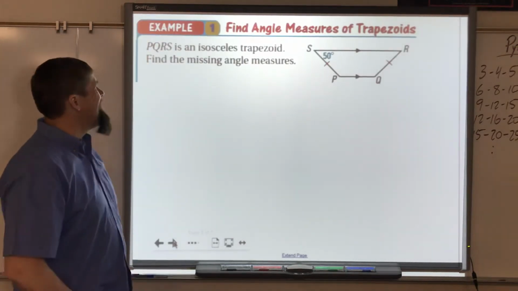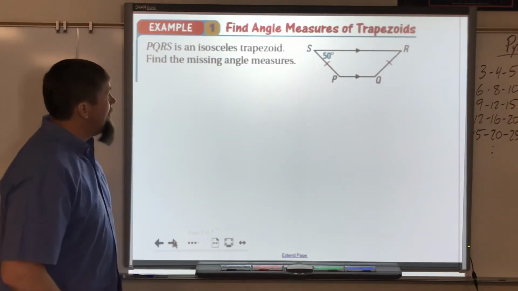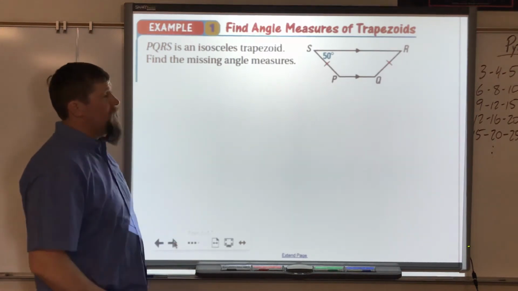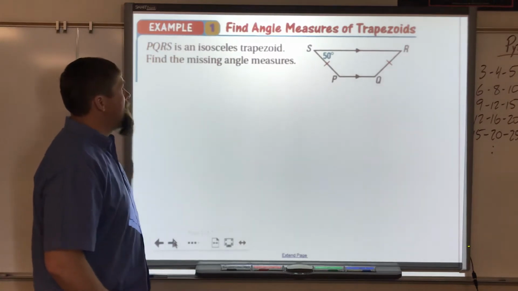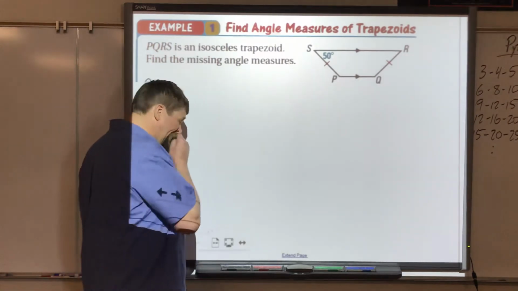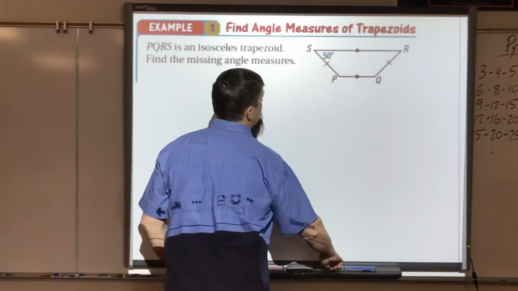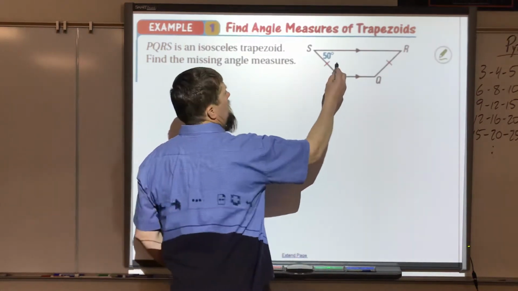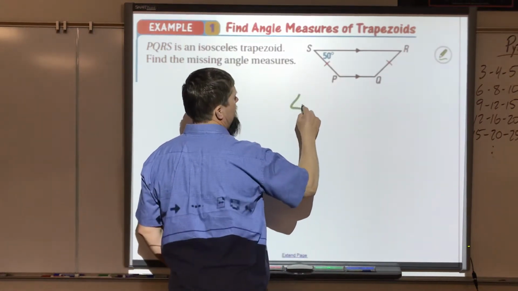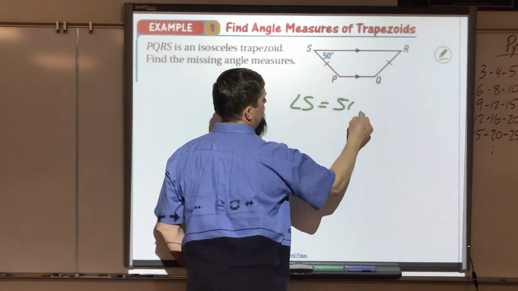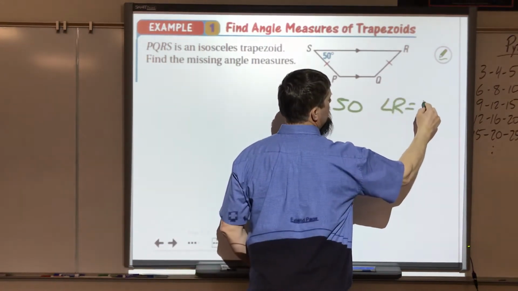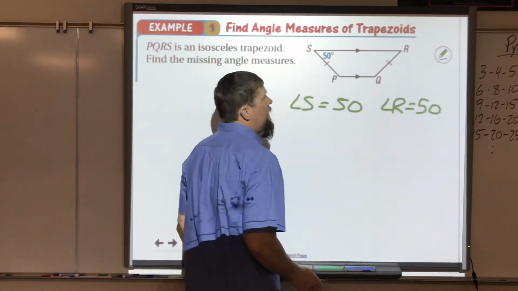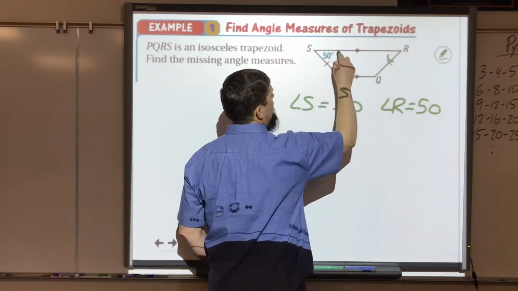All right, this is an isosceles trapezoid. So we know that it's an isosceles trapezoid. Find the missing angle measures. Here's what we can do. Because angle S is equal to 50, I know that angle R is also 50 because these are base angles.